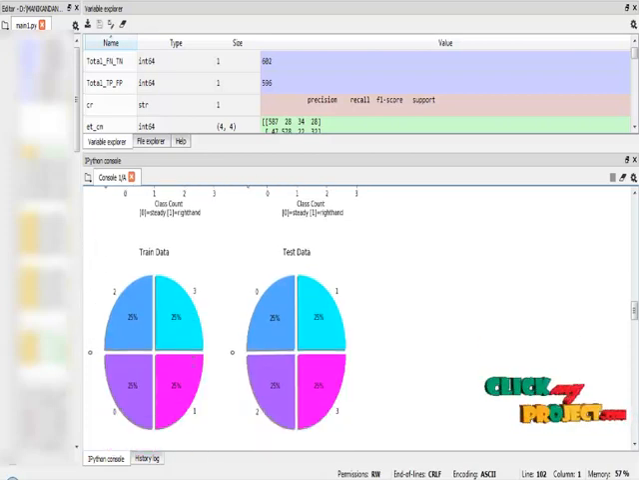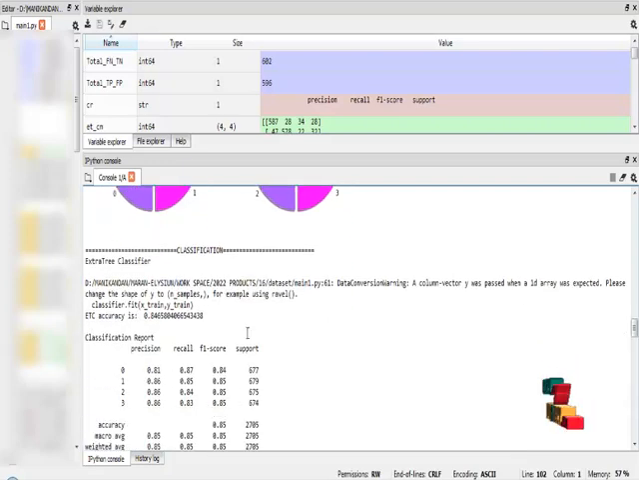So this is the pie chart of the count plot. This is the train data pie chart and this is the test data pie chart, and these are the classes between 0 to 3. After that it will move into classification.